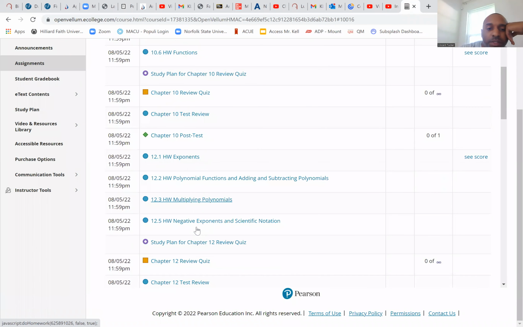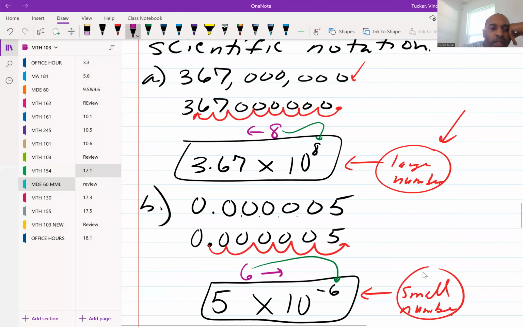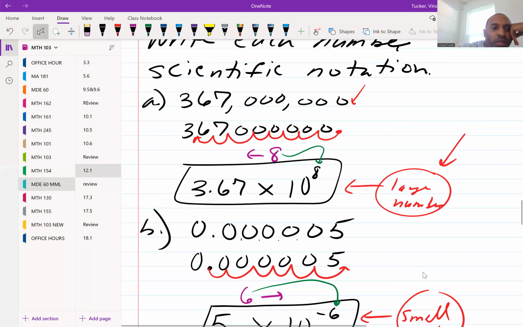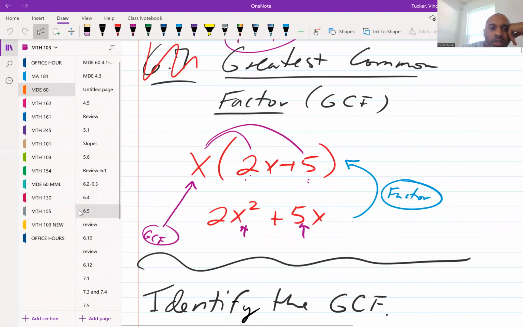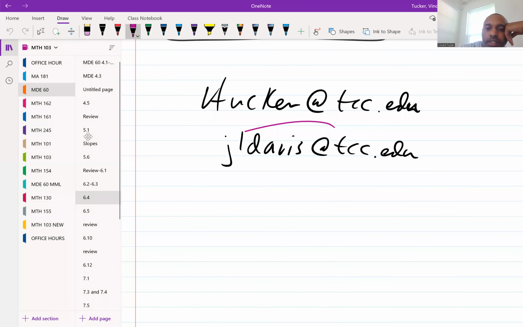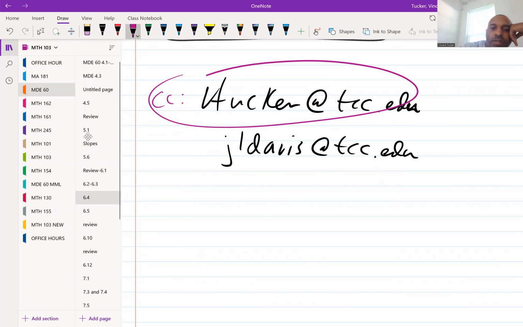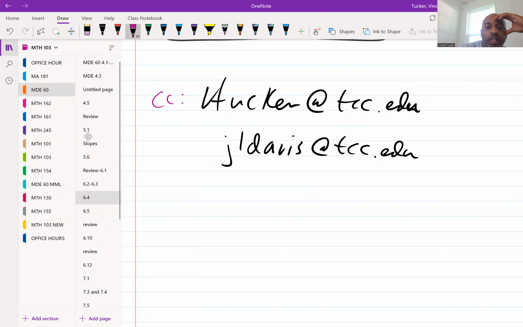But make sure you get with Mr. Davis. Remember, his email address is jldavis@tcc.edu. Also, make sure you CC me, vtucker@tcc.edu once you try to set it up. Because you got to get these tests in.